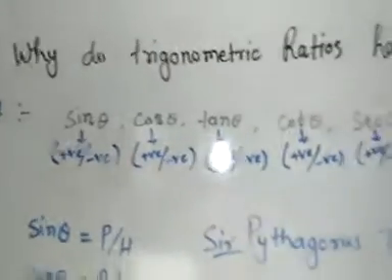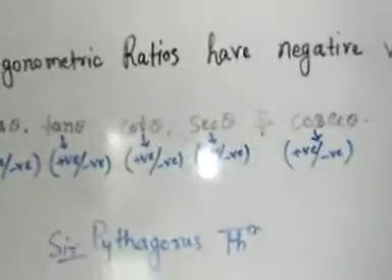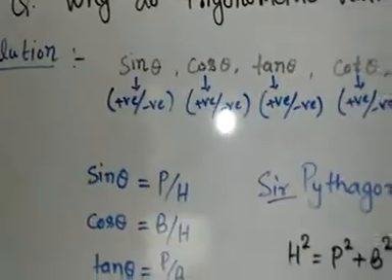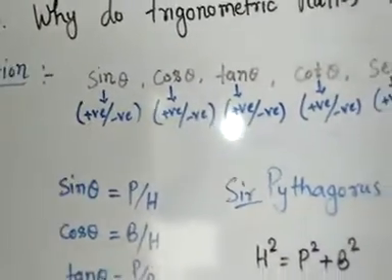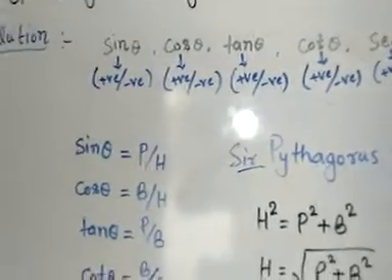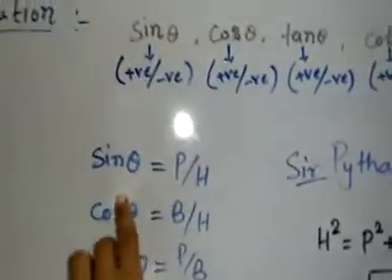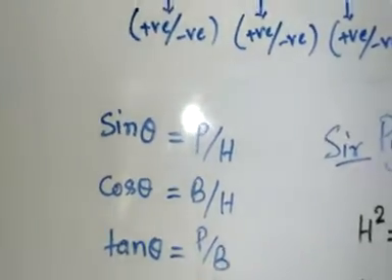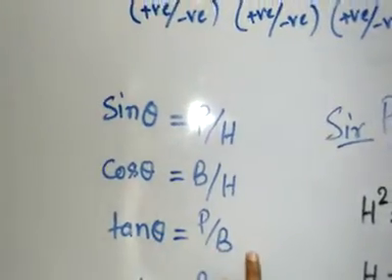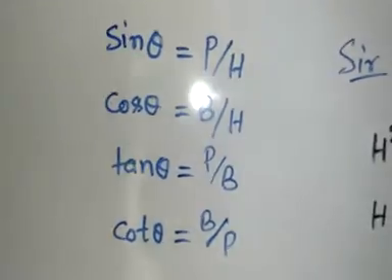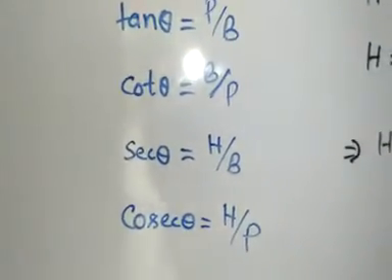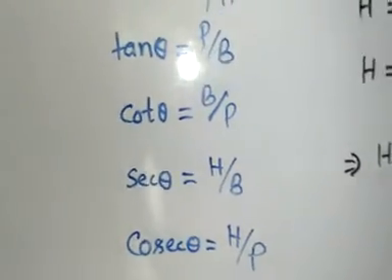We know that sin theta, cos theta, tan theta, cot theta, sec theta and cosec theta are trigonometric ratios, and they have both positive and negative values. Sin theta is perpendicular upon hypotenuse, cos theta is base upon hypotenuse, tan theta is perpendicular upon base, cot theta is base upon perpendicular, sec theta is hypotenuse upon base and cosec theta is hypotenuse upon perpendicular.